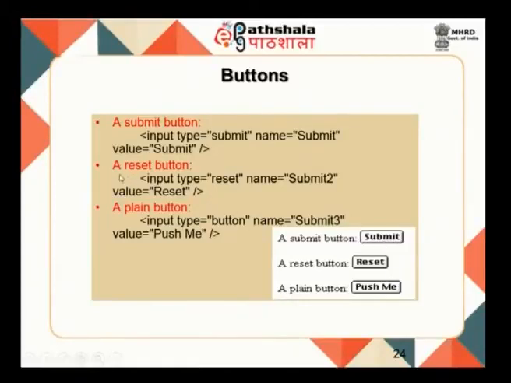Here you can see that there is another button called the reset button. You can create a reset button using the same input tag, but the type is specified here as reset, and the name of this button is given as submit 2, which does not appear anywhere here, and then the value is reset. This is what is shown on the button. So, this value would appear on the button, and on clicking the reset button, the data would be reset. So, your form would be present again to get new information from the user.